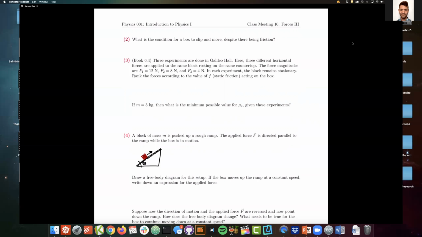So again, the more force that is being resisted, the larger the static friction. Since it's remaining stationary, it's static friction every time. This is just getting to the point to really re-emphasize that static friction is a variable. It can be whatever it needs to be to keep everything stationary.